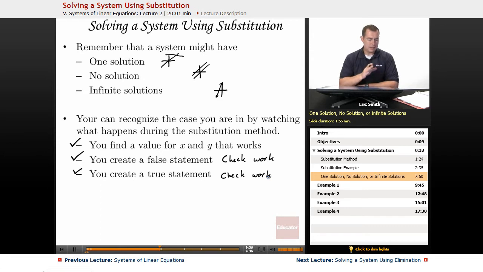So let's look at some examples like these ones and see how we can recognize what I mean by a false statement and what I mean by a true statement.